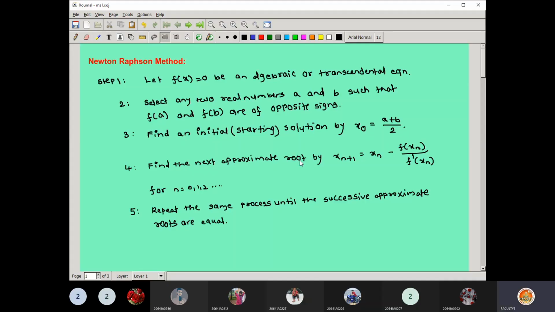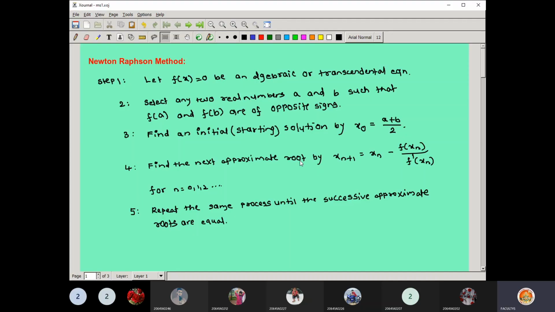It is almost similar to your previous methods, with a little bit of change in calculating the approximate root. So better you note down the procedure first. Step 1. Let f of x equal to 0 be an algebraic or a transcendental equation. The given expression you are supposing as f of x equal to 0.